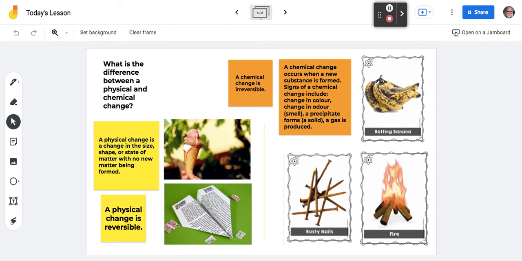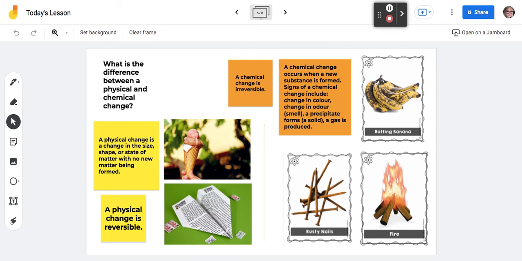So, for example, with an ice cream cone, we can see that the ice cream melting is an example of a physical change. It goes from our solid ice cream, and then when the heat affects the solid ice cream, it begins to melt into a liquid form, but it's still ice cream. It's just dripping down the cone now.